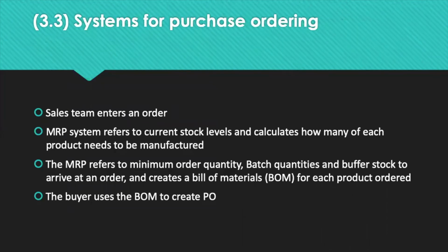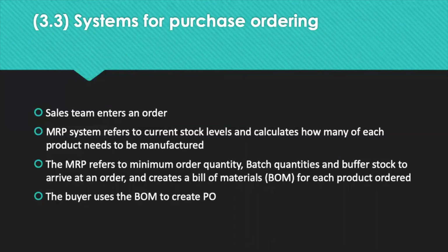We're now going to look at the systems for purchase ordering. Materials requirement planning systems, or MRP systems, are often used to place purchase orders. MRP's objective is to ensure that all the parts or materials needed for manufacturing the end product are available, to plan production, establish when to place orders and schedule deliveries. They keep inventory value as low as possible.